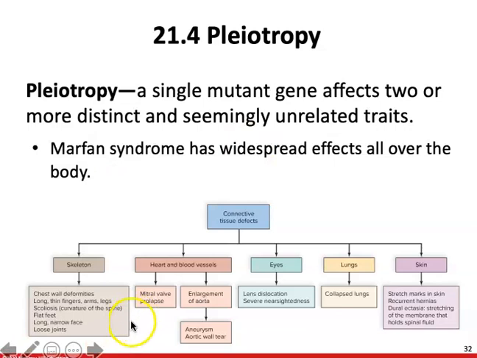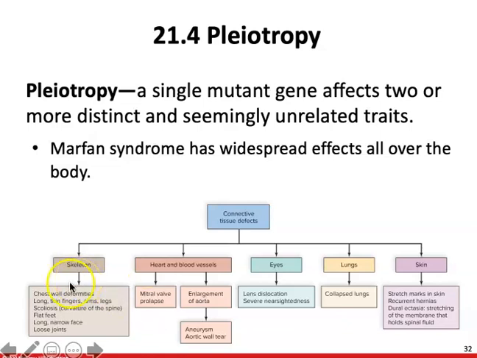The skeletal system is going to experience chest wall deformities, very long fingers and legs, scoliosis, flat feet, long narrow face, loose joints. The eyes might see lens dislocation, severe nearsightedness. Lungs might collapse. You'll see stretch marks on the skin, recurrent hernias, dural ectasia, that's the stretching of the membrane that holds your spinal fluid in place. I'm sorry, I missed the heart and blood vessels. So you're going to see enlargement of the aorta, aneurysms of the aortic wall. You're going to see mitral valve prolapse.